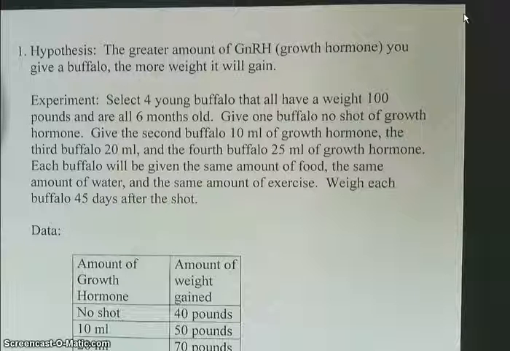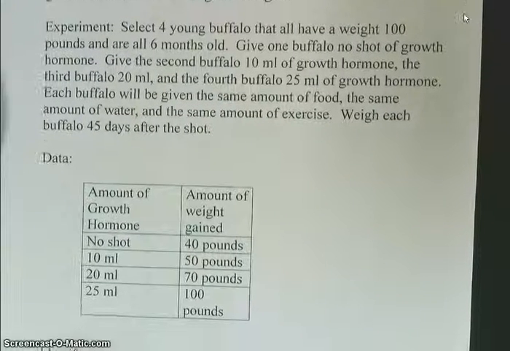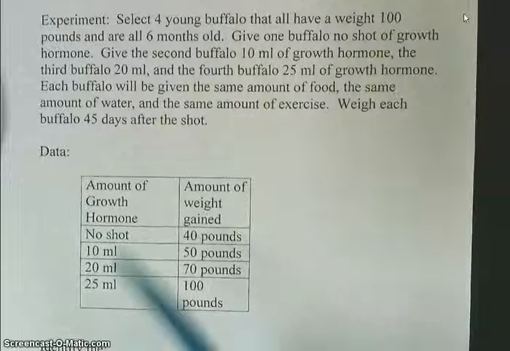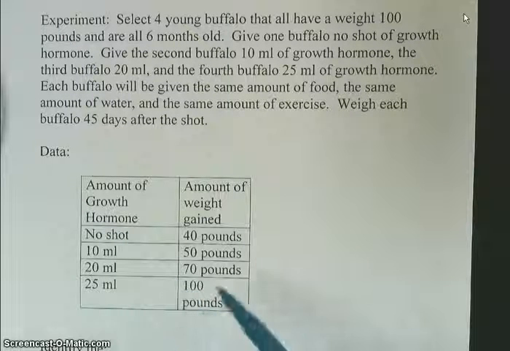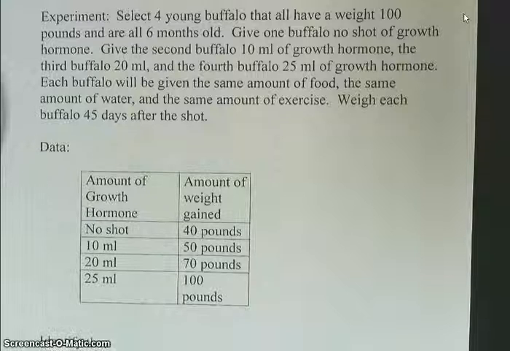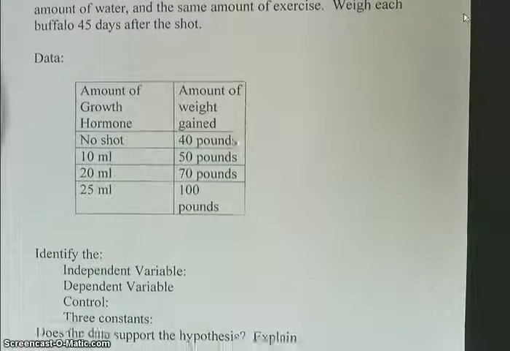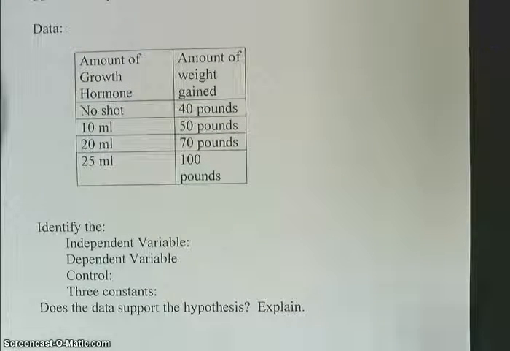Now each buffalo is given the same amount of food, same water, same amount of exercise. They are given everything absolutely the same. Okay, they weighed the buffalo 45 days after the shot. Now, here's the data after those 45 days. So again, here are your 4 groups, and here are your results or increases in weight. I want to know independent variable, dependent variable, constants, control.